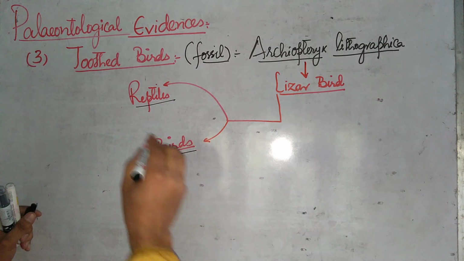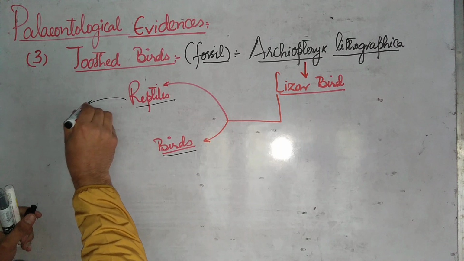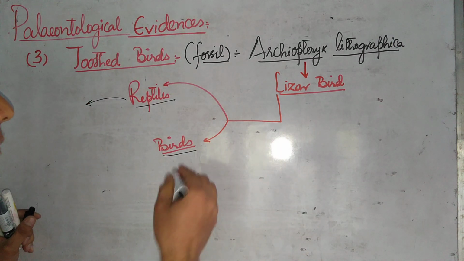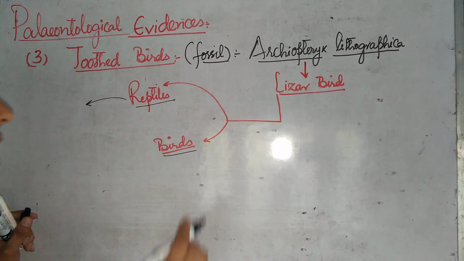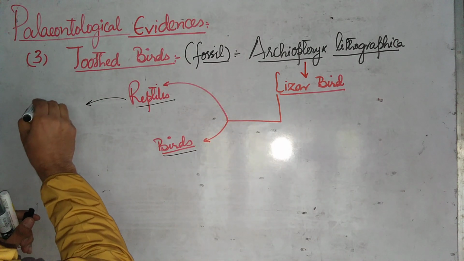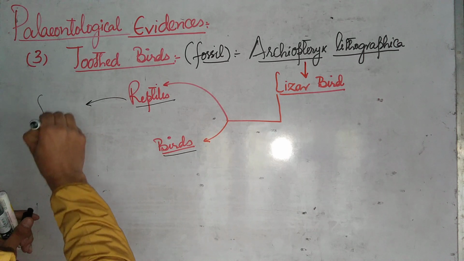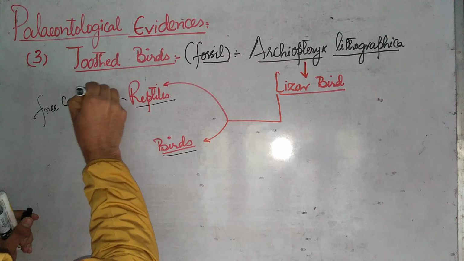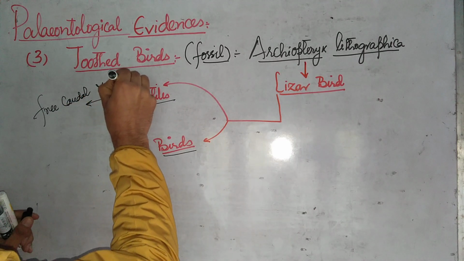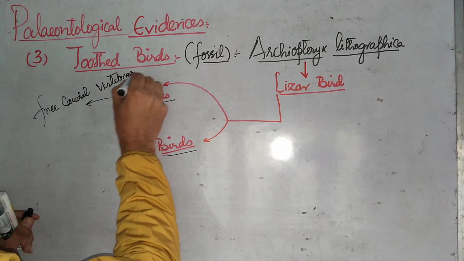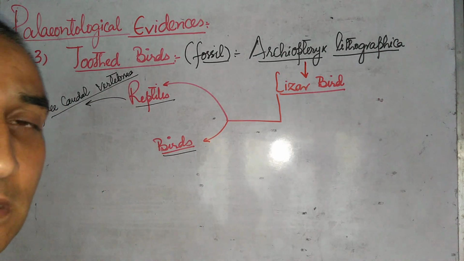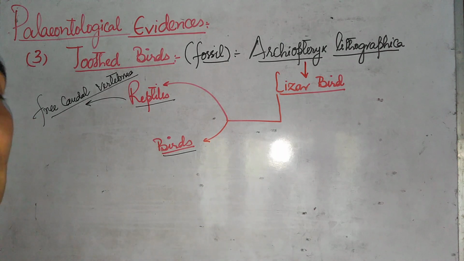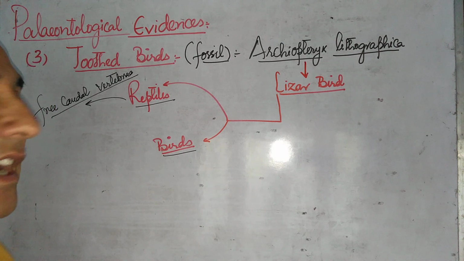For example, if we go into the reptilian characters of this animal, that's Archaeopteryx lithographica, it has free caudal vertebrae. The caudal vertebrae found in this animal were free, and this is a reptilian character.